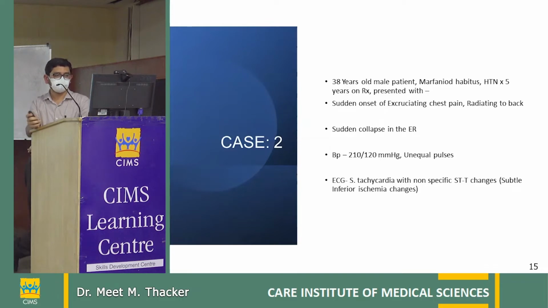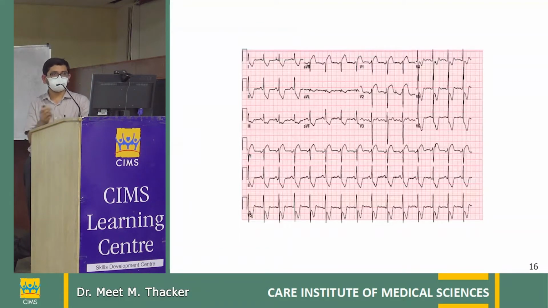ECG was sinus tachycardia with some non-specific ST-T changes, but the patient can also have subtle inferior wall ischemia changes, or the patient may have just deep ST depressions. This is another ECG, so it doesn't resemble this patient, but this again was recorded from one of the other similar cases. It has diffuse ST changes.